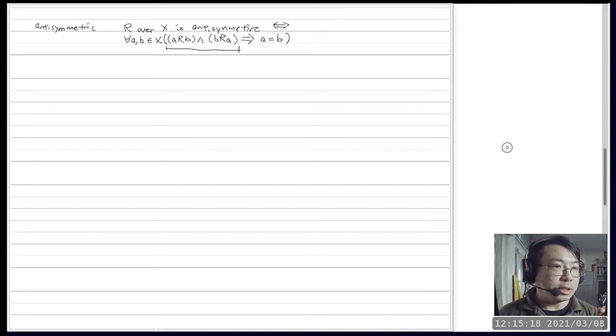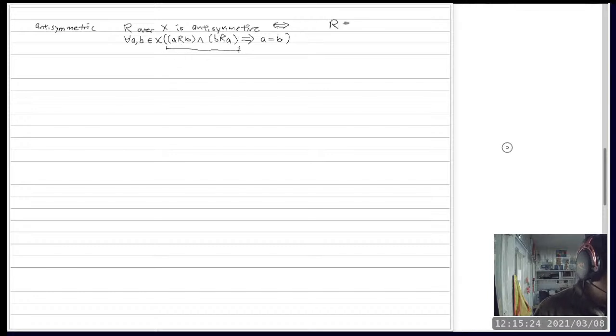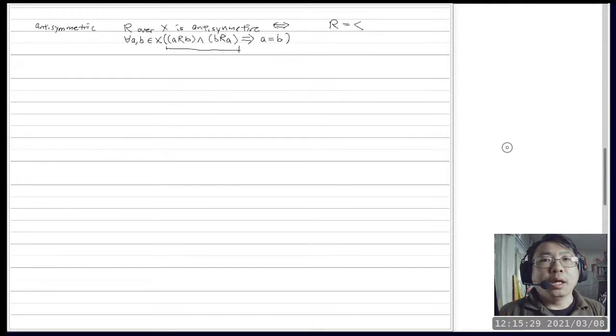And Garrett got it right. Okay, it becomes true. So now we look at aRb and bRa. What exactly is R? R is less than in this question, right? So can you find me two values, two integers, a and b, such that a is less than b and b is less than a?